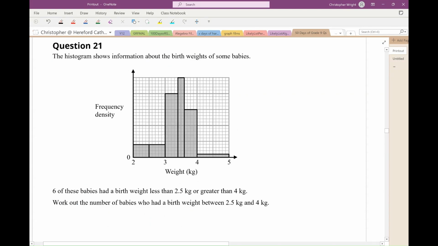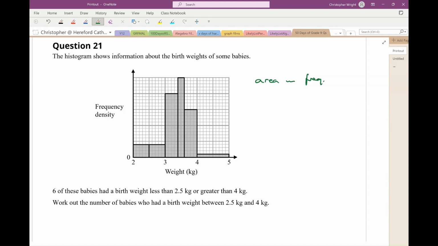Question 21. The histogram shows information about the birth weights of some babies. Okay, now the minute I see a histogram, I'm thinking here that the area of each of the bars relates to the frequency. And I'm also thinking about frequency density and class width in that formula too.